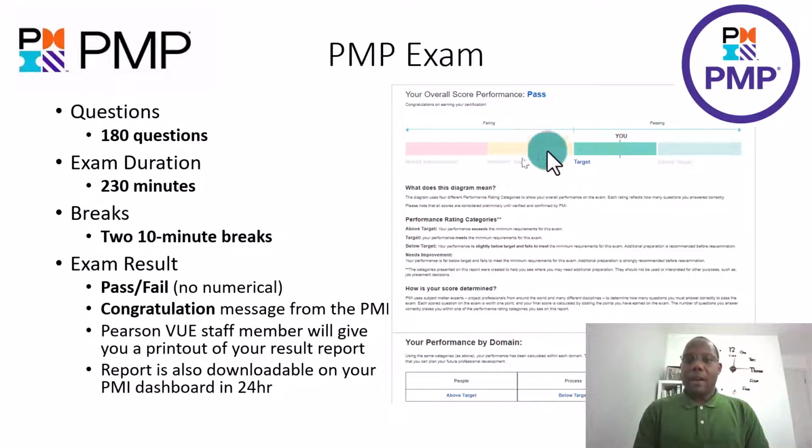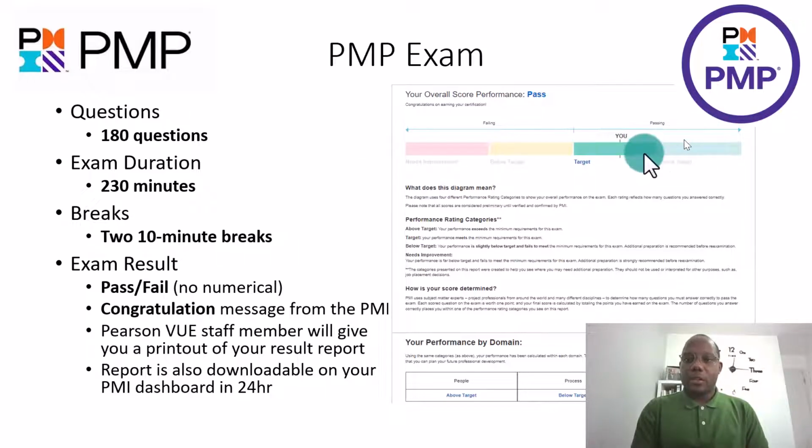However, if you have a below target, you should have above target and target, or two above target in another domain. It kind of varies. I don't really know how PMI does this. The next one there is target. That means your performance met the minimum target requirement to pass the PMP exam, while above target means that your performance exceeded the minimum requirement to pass the PMP exam. This is all you're going to see there.